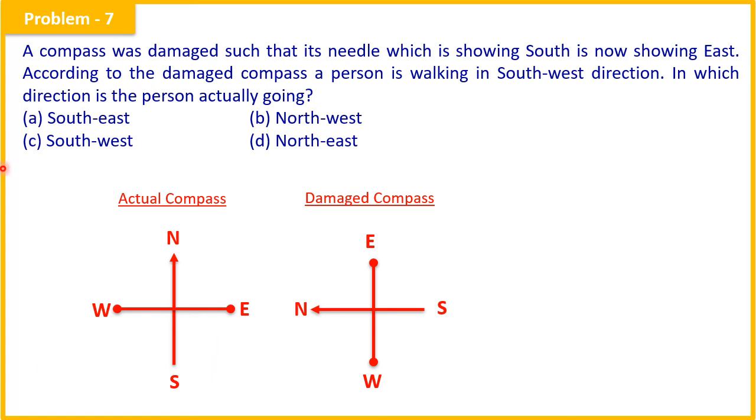Now, as per the question, according to the damaged compass, a person is walking in southwest direction. So this is the direction in which the person is walking. It is asked in which direction the person is actually going. So actually if he is going in this direction, then he is going in southeast direction. So the answer is option A.